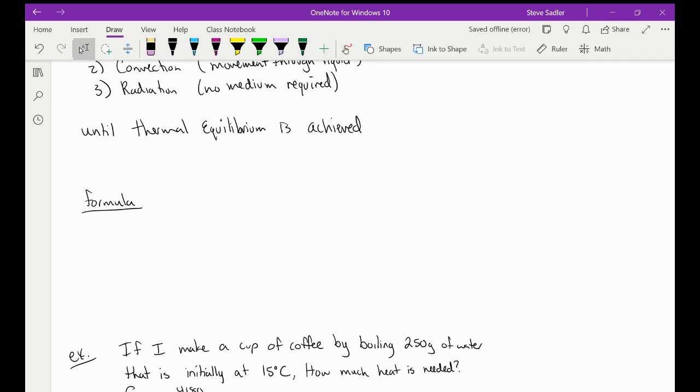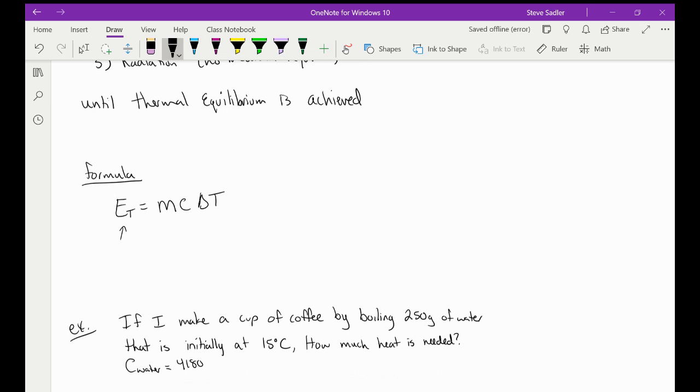So the formula is, I'm going to use ET for thermal energy, I'm not sure what it is on your formula sheet. I don't have one handy, but we'll figure that out. ET is equal to MC delta T, where ET is thermal energy, and that is in joules, like all energy.